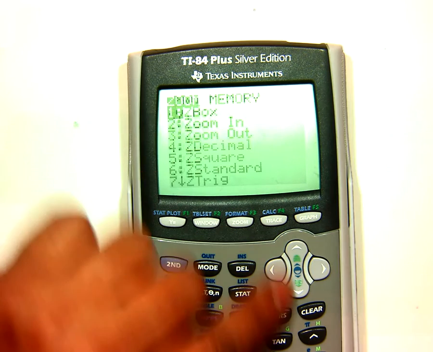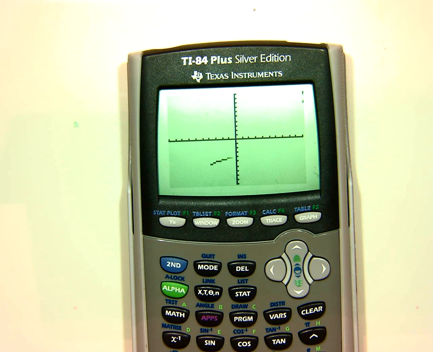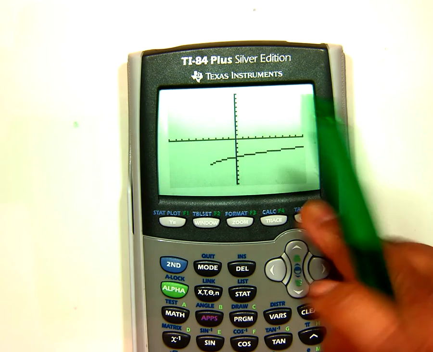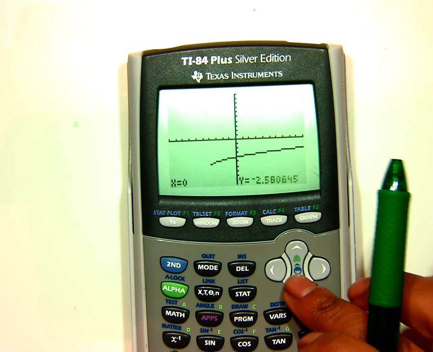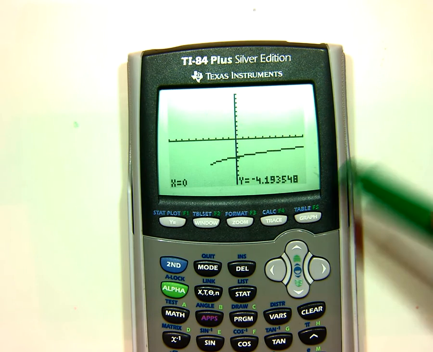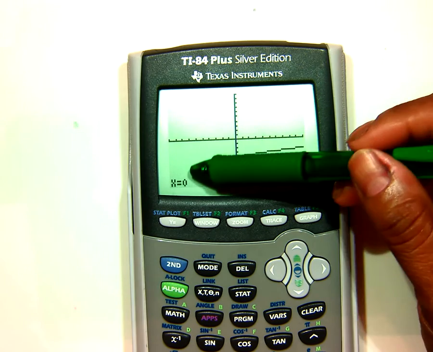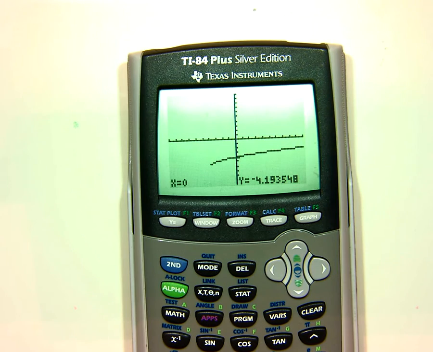Once again, we're going to hit zoom, then go down to zoom standard. You now have your graph. So notice where it is crossing the y-axis now. I'm still going to use my arrow keys. So I'm looking at y. y looks like it's going to be right at -4 if I round it. So it's nothing on top, and it's crossing the y-axis at -4.